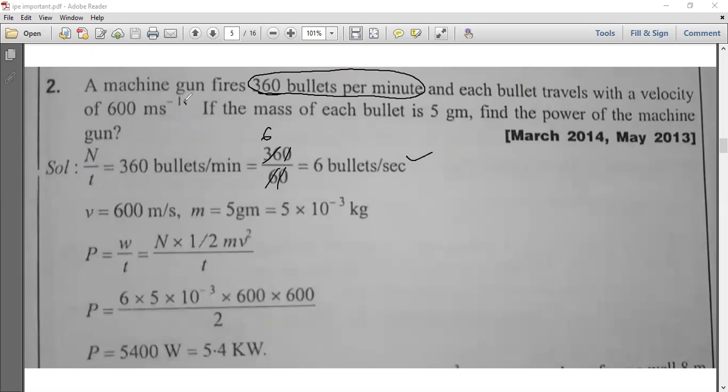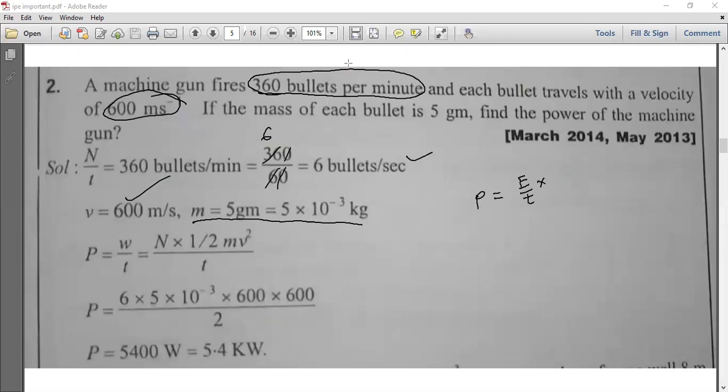Next, they have given velocity. Velocity of bullet is v. v is equal to 600 meter per second. m is equal to 5 gram, and this is 5 into 10 to the power minus 3 kg. Okay. Now power P. Power P is equal to what? Energy by time. But here you have some rate into energy.